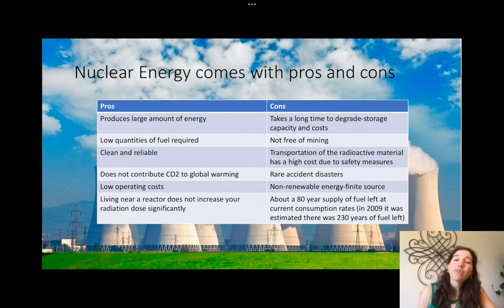Nuclear is also not free of mining. We've got to get the uranium out of the ground somehow, and so that is happening.